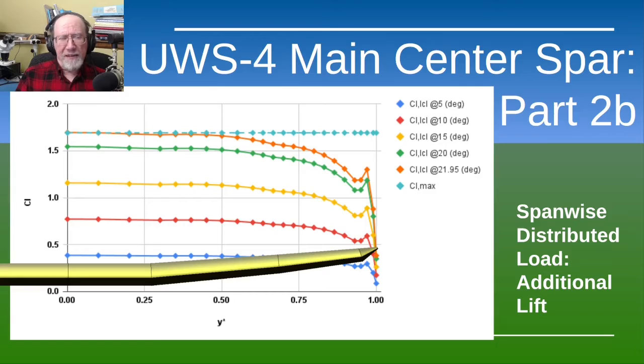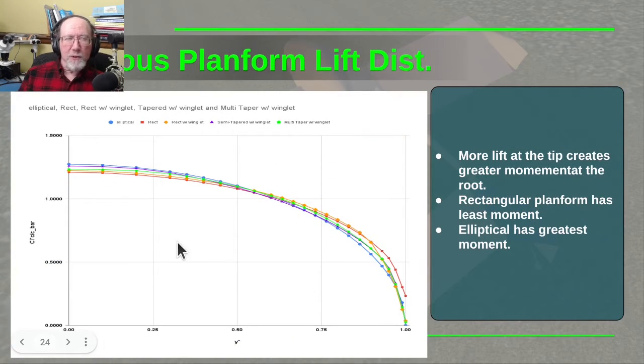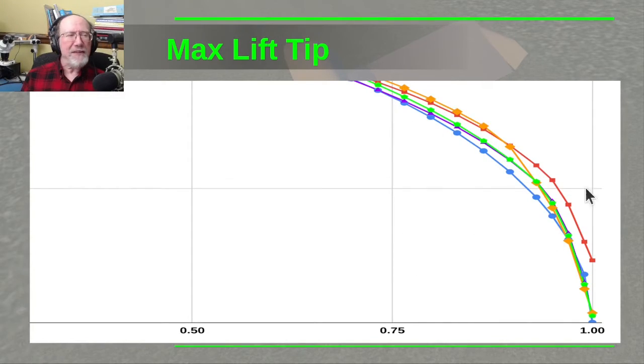Now, I ended that last video. Let's go back to those last few charts that I had on the last video, as a reminder of where we ended up. So here's pretty much where we ended in part 2A. We had distributed load for 4 different wing planforms that I'm working on. We looked at the center lift, and then we looked at the lift out on the tips for the various planforms. So here's the lift out at the tips.